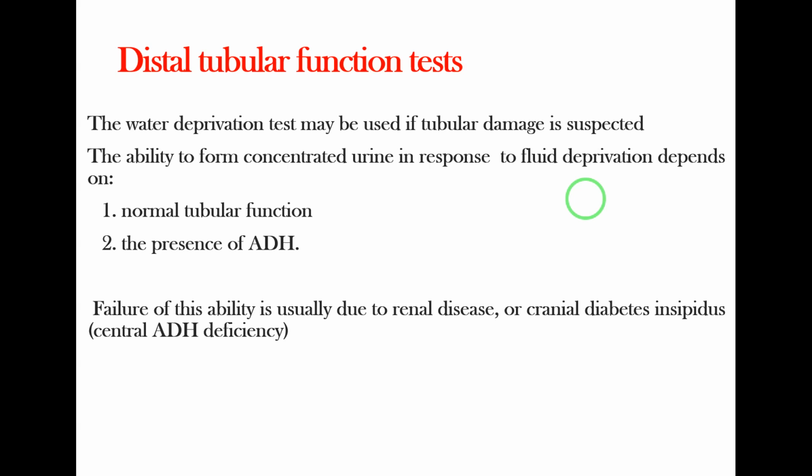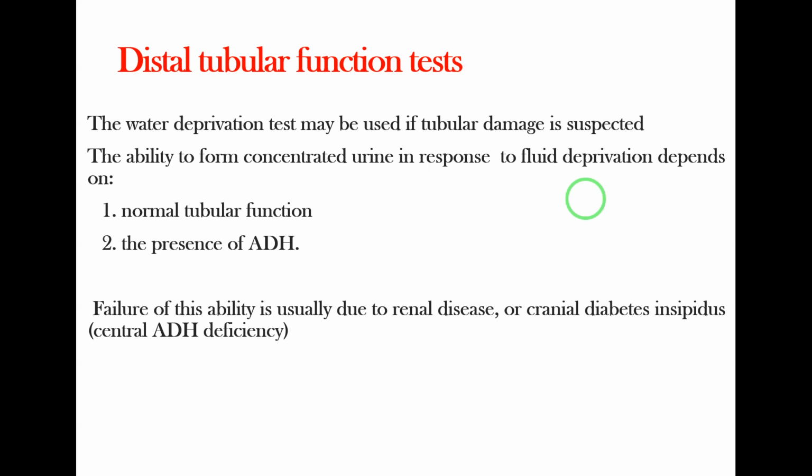The production of a concentrated urine depends on two factors: a normal tubular function, which is able to reabsorb the water, and the presence of a peptide hormone that is secreted from the pituitary gland, which is the antidiuretic hormone, which is responsible for reabsorption of the water. So we need two factors. We need normal tubular function, and we need a normal concentration of antidiuretic hormone. So if we want to test if there is a defect in the distal tubule, we can do the water deprivation test.